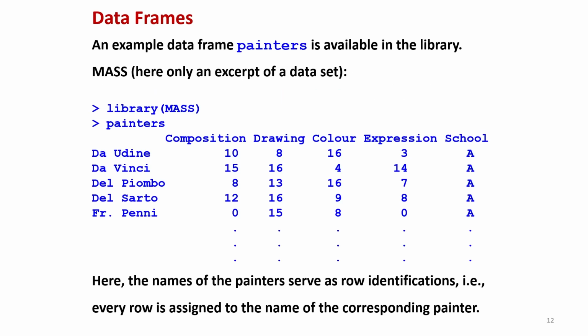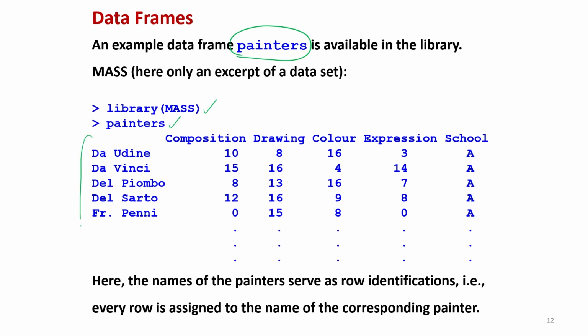Right. In this package there is a data set which is in the format of a data frame, and its name is painters. This painters data set gives the information of different painters, their composition, drawing, color, expression, school, etc. So if you try to look in the R software, first you have to use the command library to load the package MASS. So I will use library MASS, and then I will try to show you the data set painters.